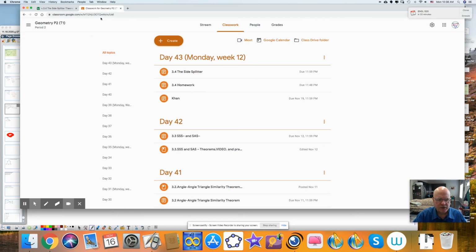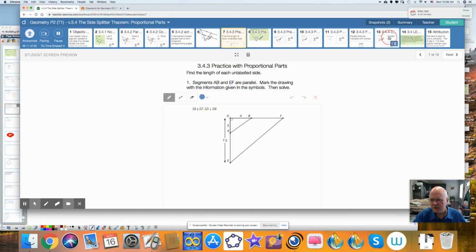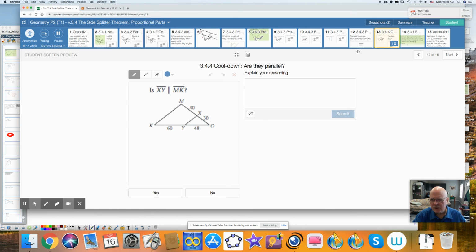We also had in this lesson this exit ticket. And are they parallel? Well, let me ask you, are the parts that it divides it into proportional? If they are, then it's true. If not, then they're not.